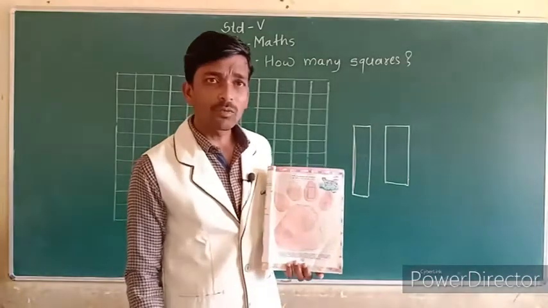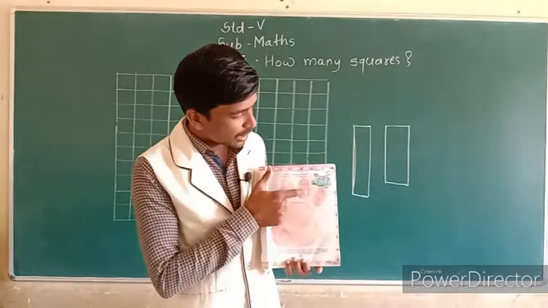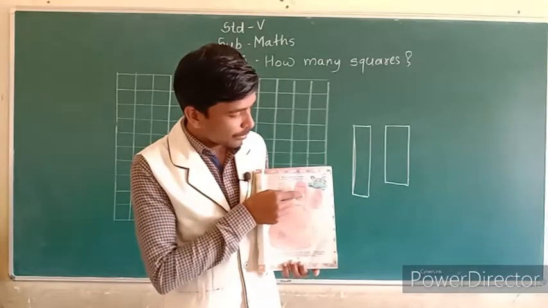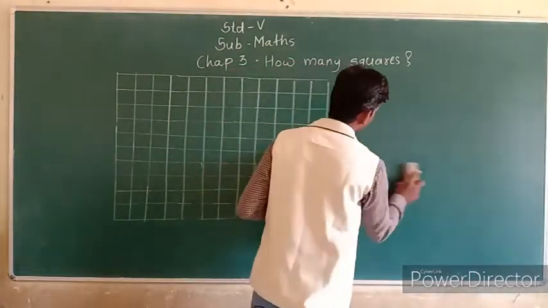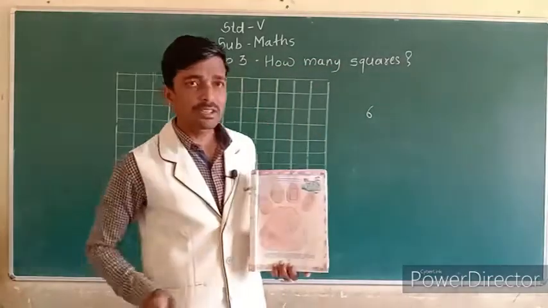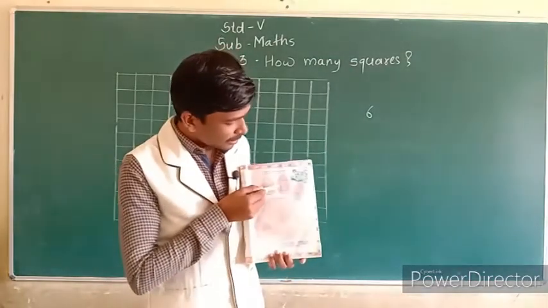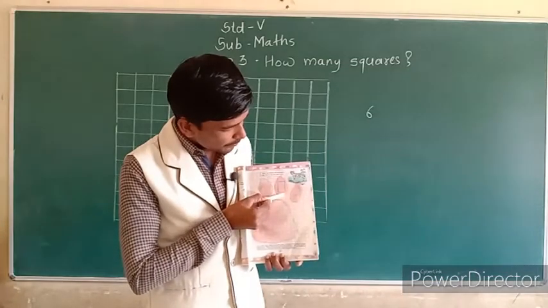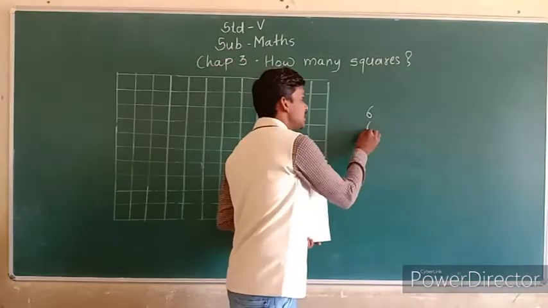See, how many complete squares are there? In this rectangle there are complete squares. See, 1 2 3 4 5 6. 6 are complete squares. Therefore, I will write here 6. Okay. Then more than half. How many are there? See, this is 1, 2, 3, 4, 5 and 6. More than half are 6.